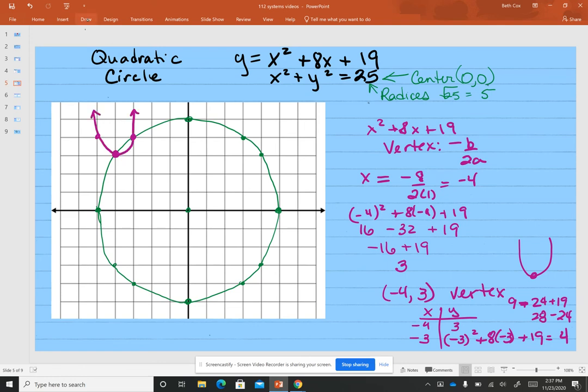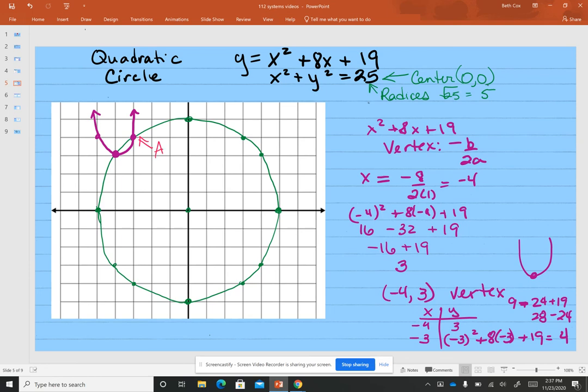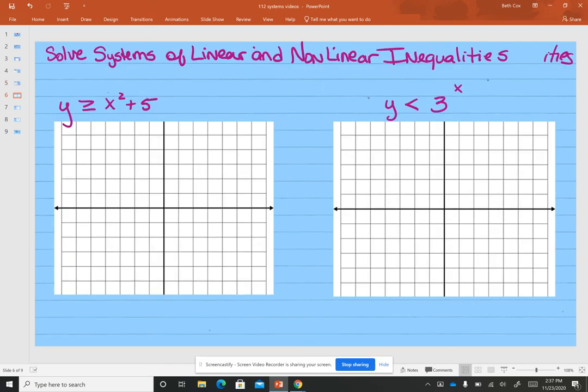Okay, and so now my answer is the points of intersection. This is an answer, and this one's an answer, because those are the points where the two graphs intersect. So my answer is negative 4, 3, and negative 3, 4. Those are my answers. Those are the points of intersection. On MyMathLab, it's a lot easier because the graphing is done automatically for you.